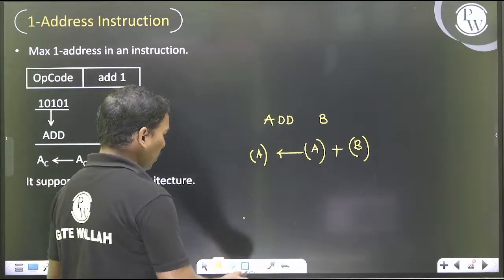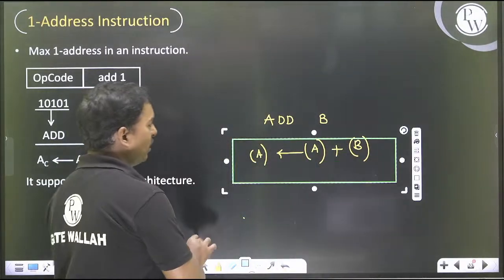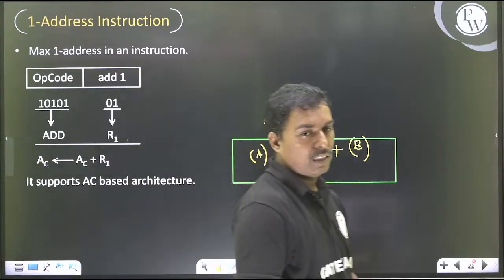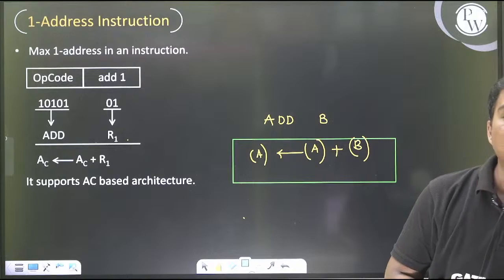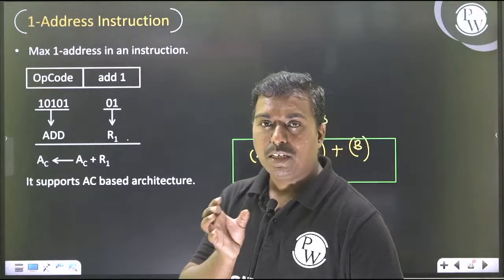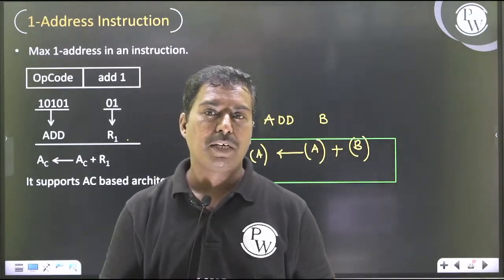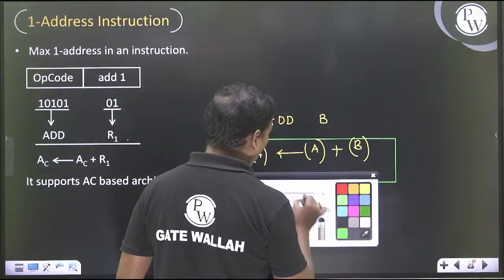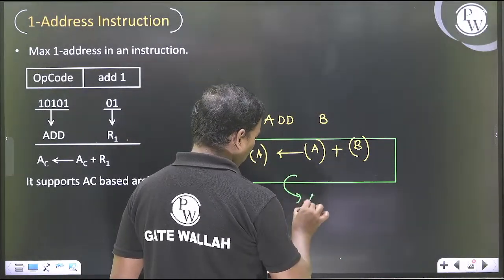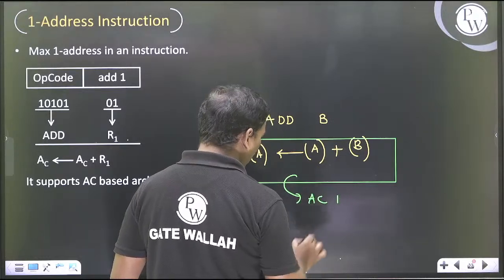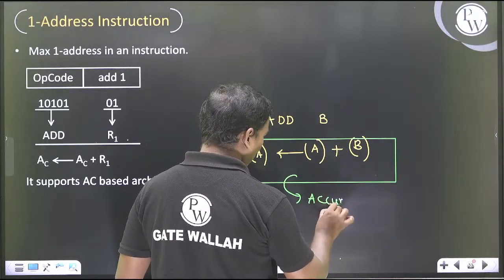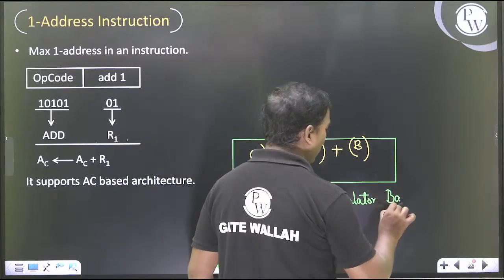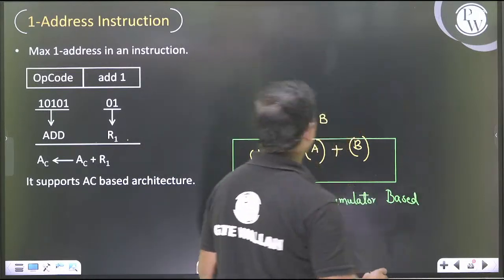The contents of the B register are added with the contents of the A register and the result will be stored in A. So this is what we call accumulator based architecture. क्योंकि one of the operands is fixed, one of the operands is always the accumulator. So इसको हम क्या बोलते हैं? Accumulator based architecture बोलते हैं. No need to explicitly mention the accumulator. If nothing is mentioned, that is okay.